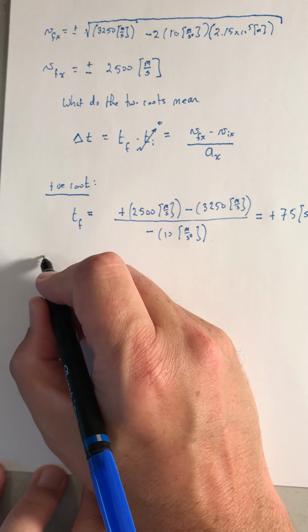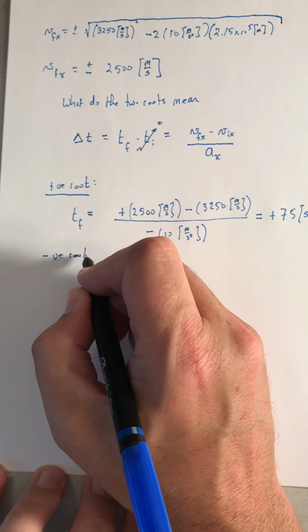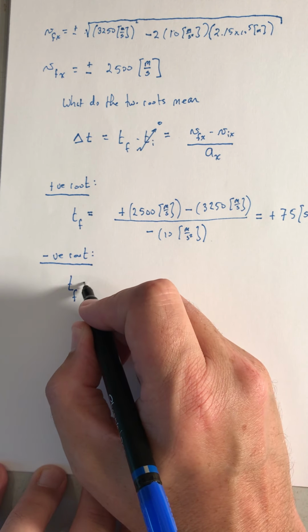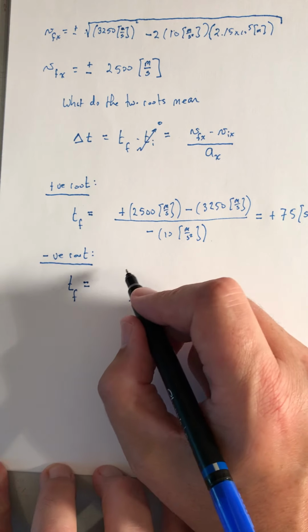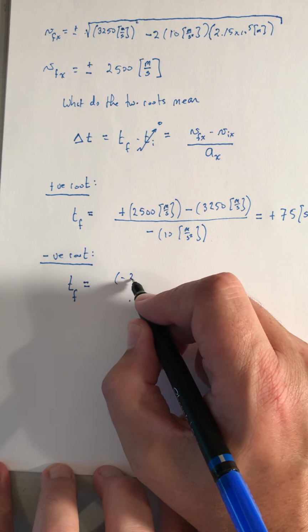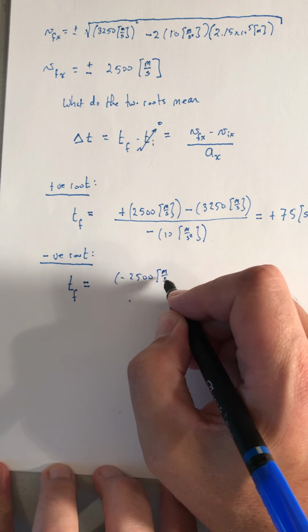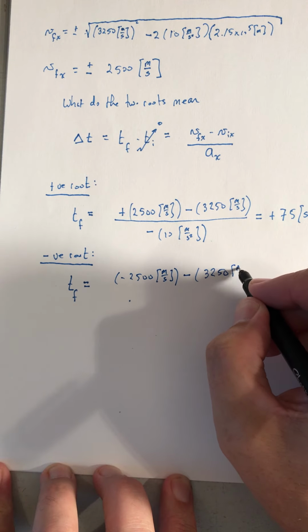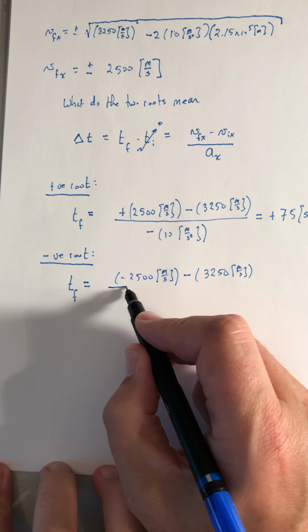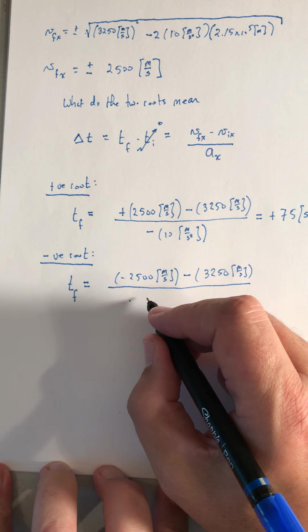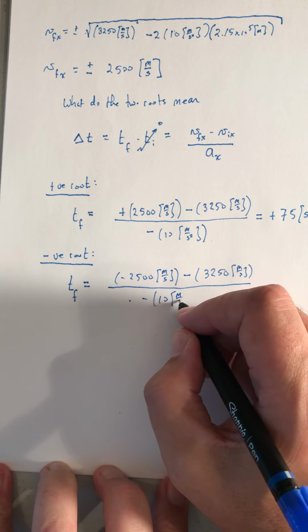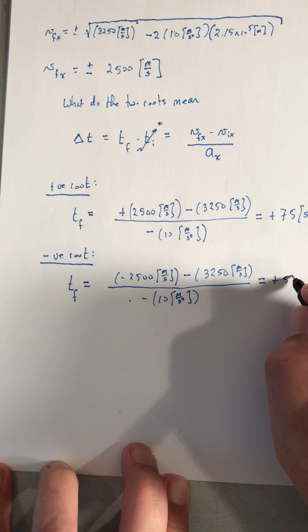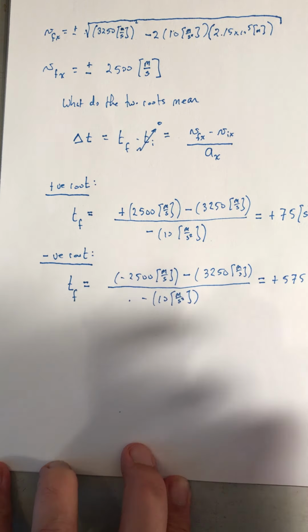When does the negative root happen? That happens at a time given by minus 2,500 meters per second minus the initial 3,250 meters per second over minus 10 meters per second squared. And that is at a time of 575 seconds into the future.